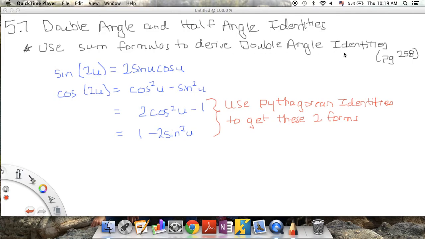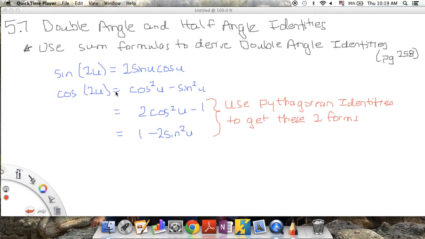On page 258 in your book, it gives you some proofs of those, where they're deriving them. They use the sum formulas that we already learned to derive the double angle identities. So here they are. The sine of 2 times a variable, u. I think your book uses x, but the sheet that I gave you uses a u, and it doesn't matter. But sine of 2u equals 2 times the sine of u times the cosine of u.